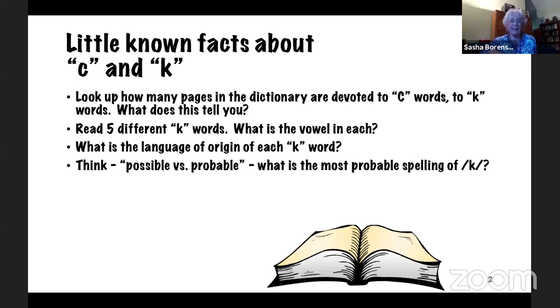Okay. I do that with kids all the time. I get them to go to the dictionary and ask them to look at how many pages for C and how many for K. Someone else did that. Who is the other person who did this? Oh, okay. You froze. This is Deb. Deb, what's one thing that you found?